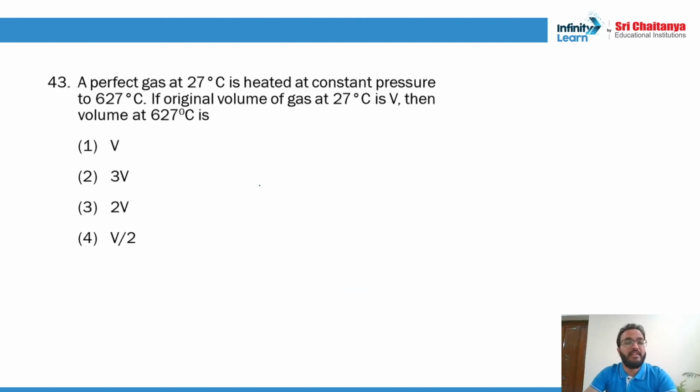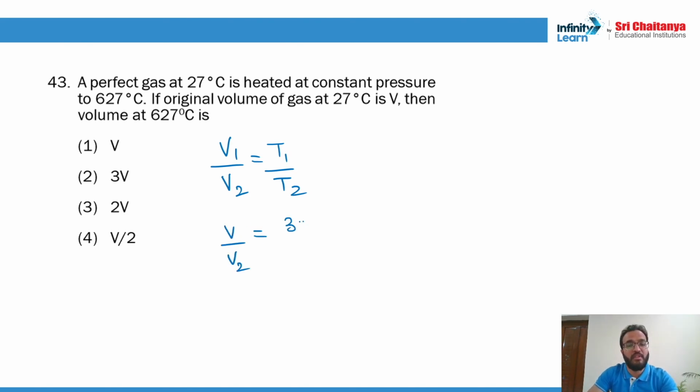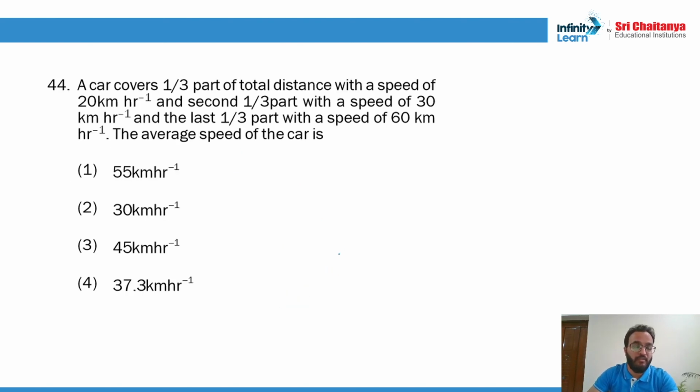A perfect gas is heated at constant pressure. Pressure is constant, that means V1 by V2 is equal to T1 by T2. So V upon V2 is equal to 300 upon 900. So V2 is equal to 3V. Got it?